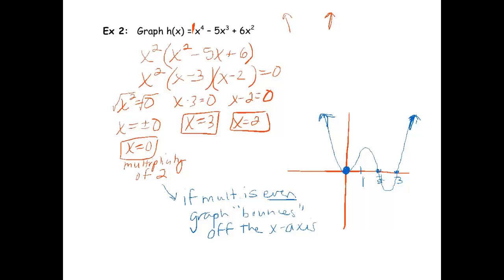What I would like you to do right now is try this on your own. Pause the video, and then type this function into your calculator just to verify that the graph actually looks like this.